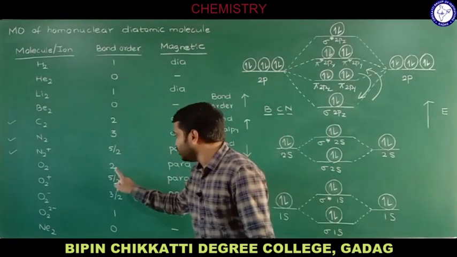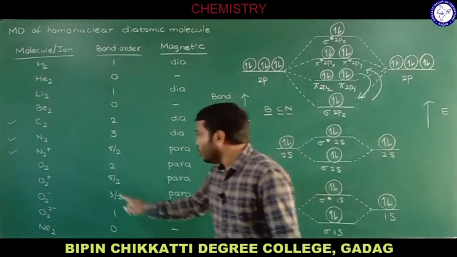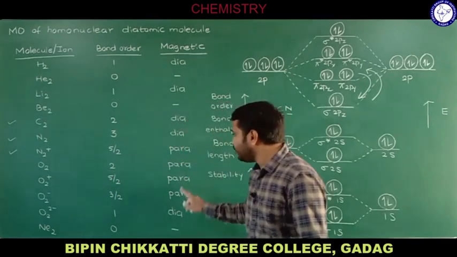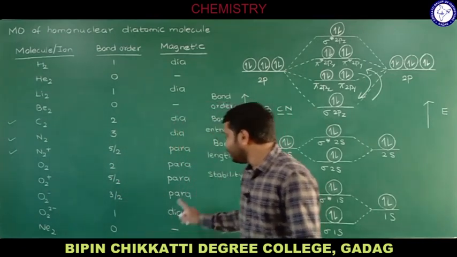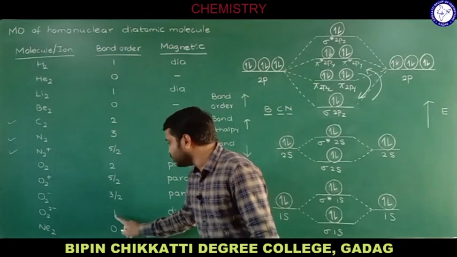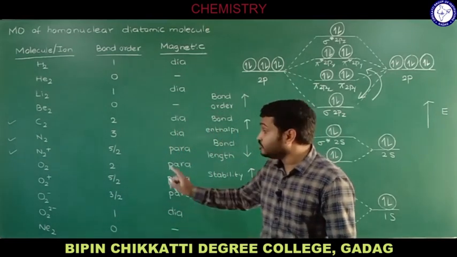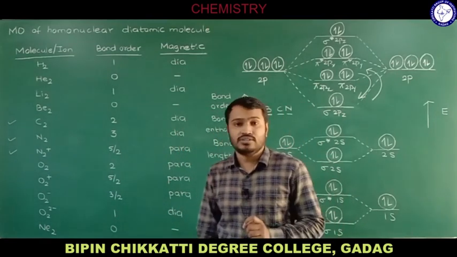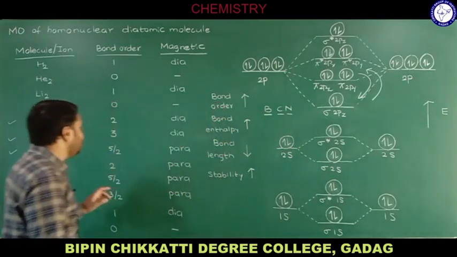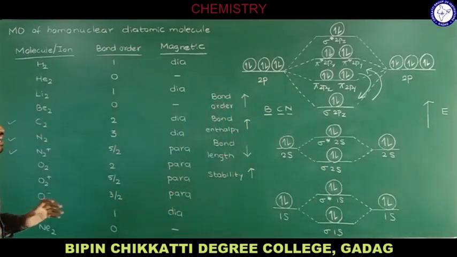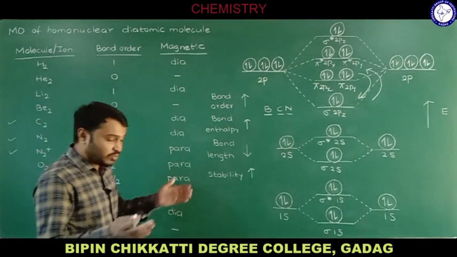In case of oxygen, the bond order is 2, paramagnetic. O2 plus, the bond order is 5 by 2, paramagnetic. O2 minus, 3 by 2 and paramagnetic. O2 2 minus, bond order is 1 and diamagnetic. In case of Ne2, it is 0, the molecule does not exist here. So you need to remember the bond orders, and using bond orders we can explain some other properties.